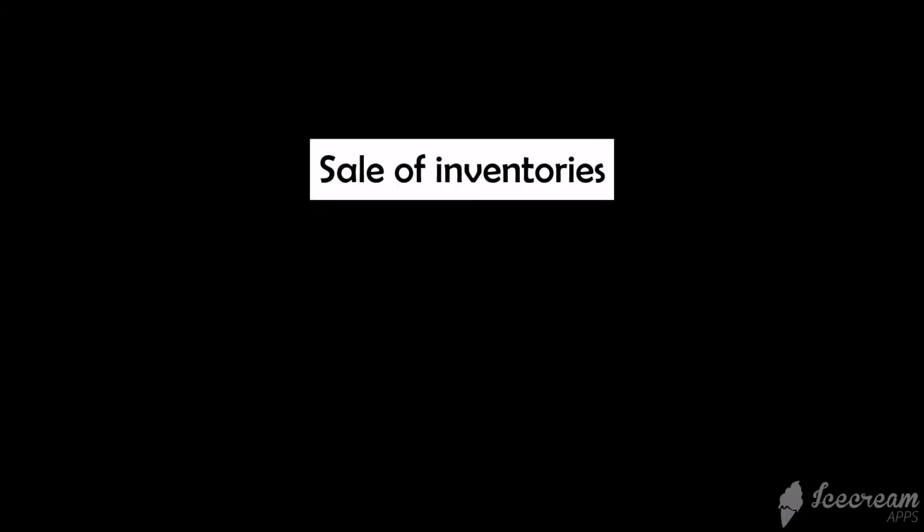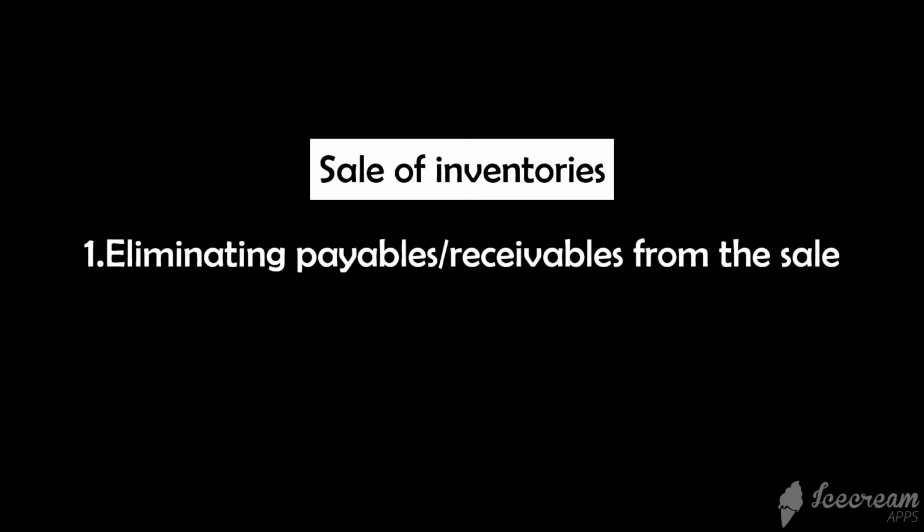Let's cover the sale of inventories from one company to another company in the same group. The consolidation journal entry for sale of inventories between companies of the same group involves eliminating trade payables and receivables arising from the sale if the buyer has not paid the seller. The whole sales transaction should also be eliminated.